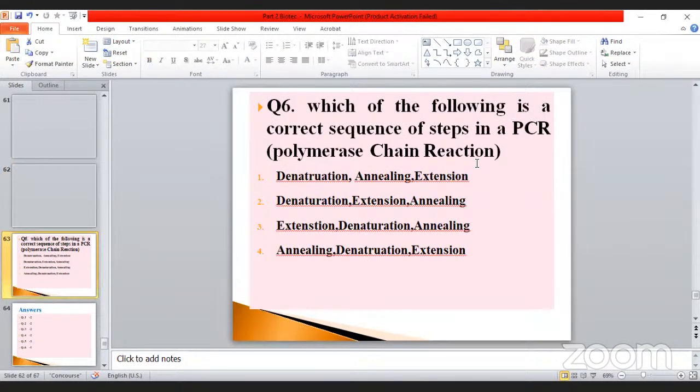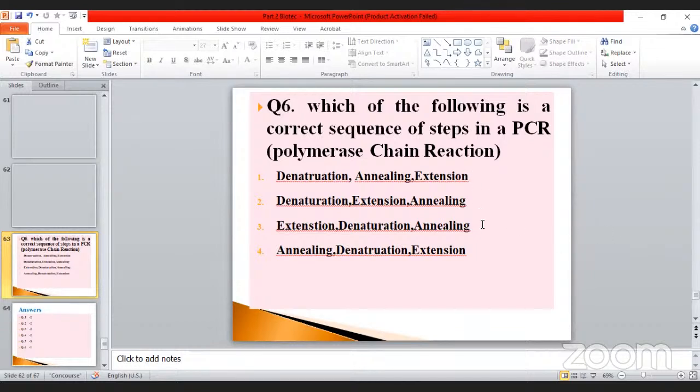And the last one: which of the following is the correct sequence of steps in the PCR, polymerase chain reaction? Denaturation, annealing, and extension; denaturation, extension, and annealing; extension, denaturation, annealing; annealing, denaturation, and extension. First of all, you should know which steps happen during PCR. There are 3 steps. First of all, there is a double-stranded DNA molecule. You have to split the molecule. Splitting means denaturation comes first. Then cooling, after that extension. So the first one is the correct one.